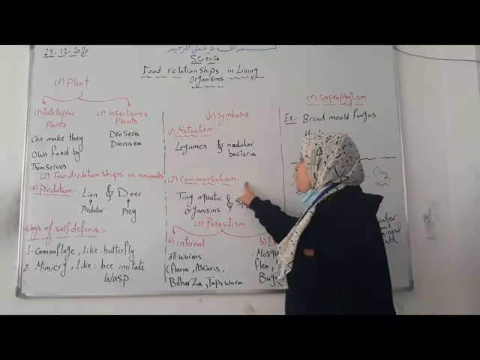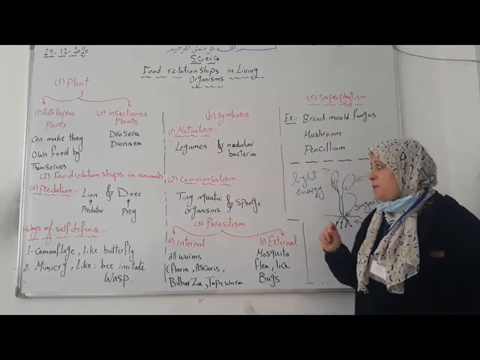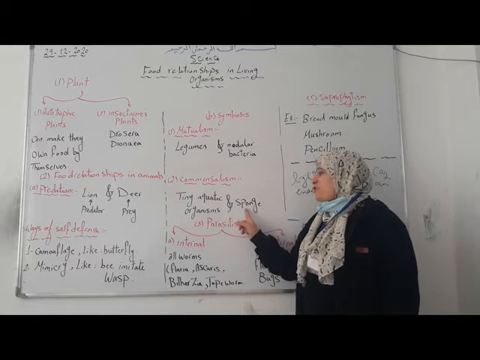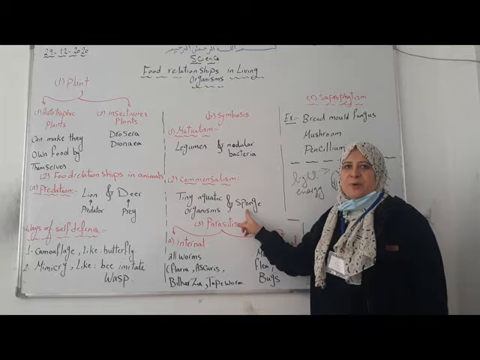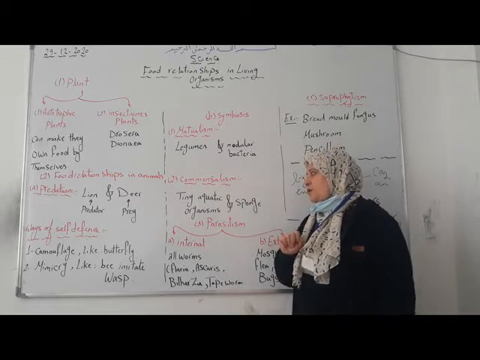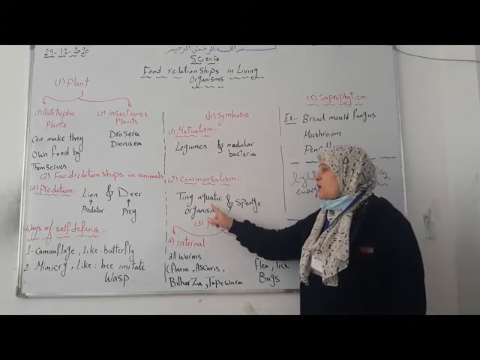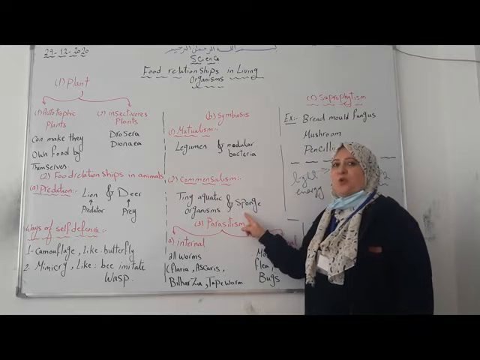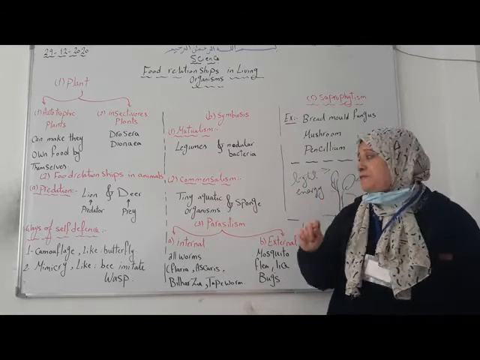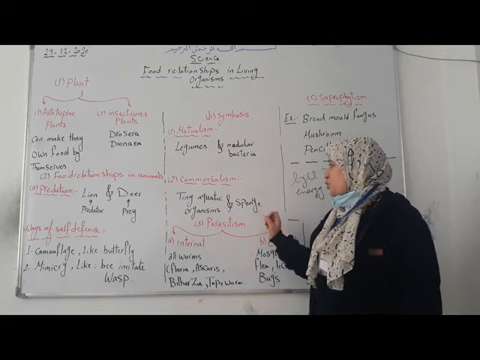The second type is what we call commensalism. Commensalism is a food relationship between two living organisms. One of them gets benefit, the other is neither harmed nor benefited. Again, it's a relationship between two living organisms. One of them gets benefit from the other. Here, the tiny aquatic organisms benefit from the sponge. بمعنى إن الكائنات البحرية الدقيقة بتستفيد من السبونج اللي هو الإسفنج, حيوان بحري بنسميه سبونج.